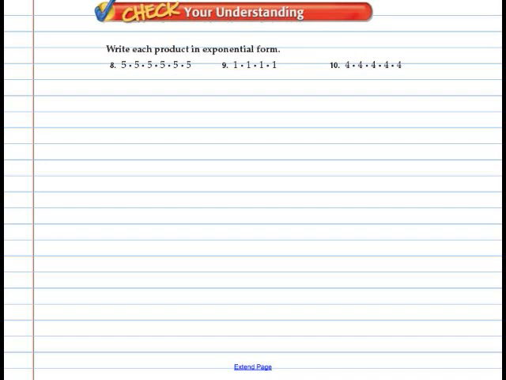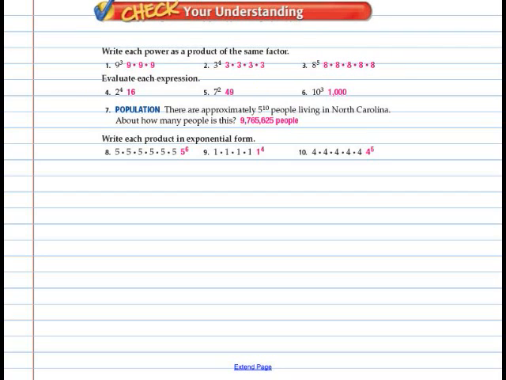Write each product in exponential form. 1, 2, 3, 4, 5, 6. 5 to the sixth power. 4 ones would be 1 to the fourth power. 5 fours would be 4 to the fifth power. Simply count the factors. That becomes your exponent. The base is the common factor.